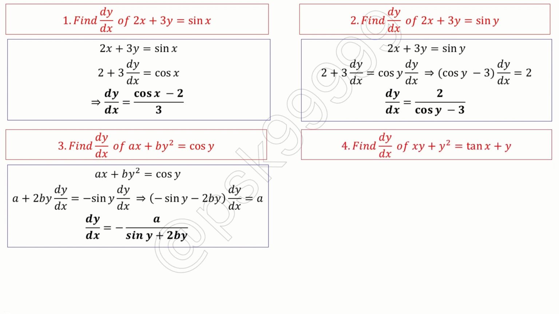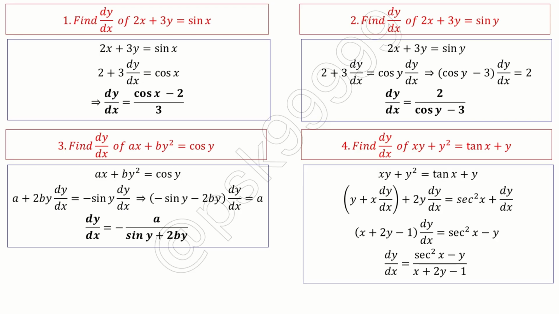Xy plus y square equal to tan x plus y. Same, you will do the same way. You have to apply all the rules. Xy, when you differentiate, you will apply the uv rule. This is the x to the power of n rule, tan x, and then y. So this is nothing but y plus x dy by dx. This is nothing but 2y dy by dx, secant square x dy by dx. Now take dy by dx terms one side, and you will get secant square x minus y divided by x plus 2y minus 1.